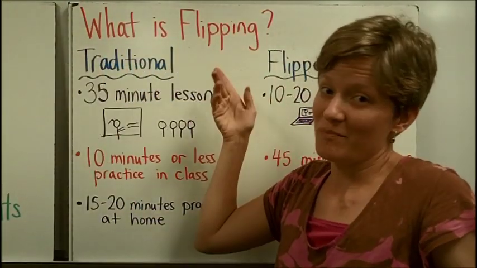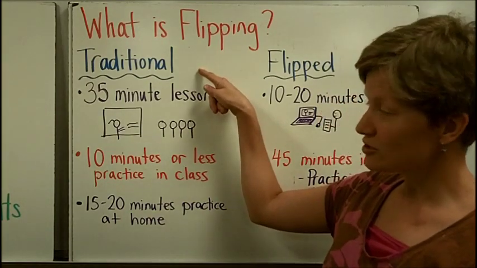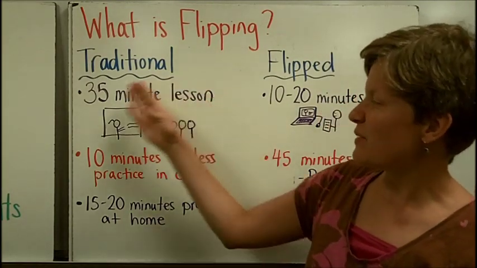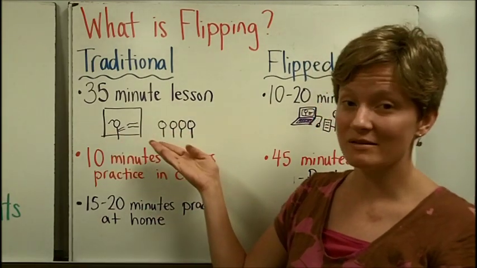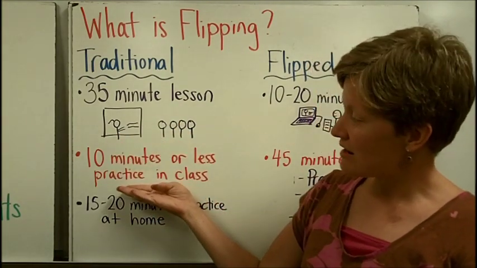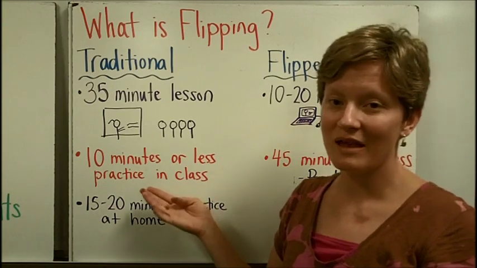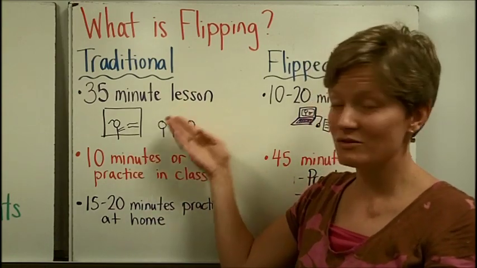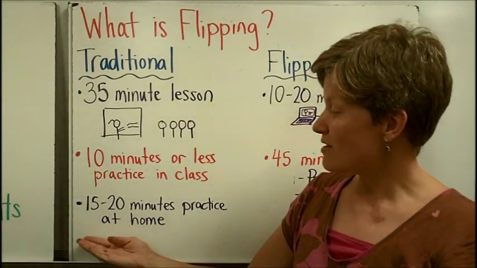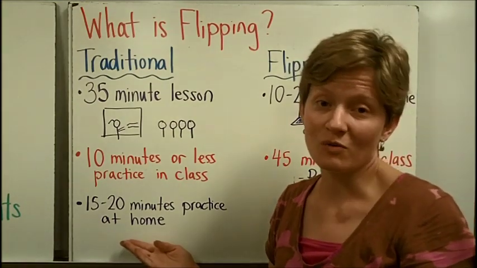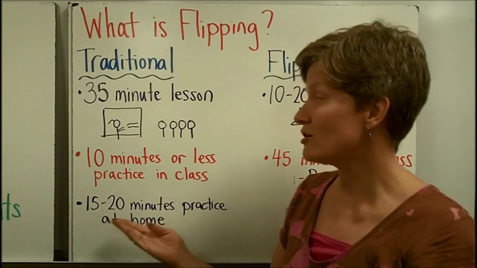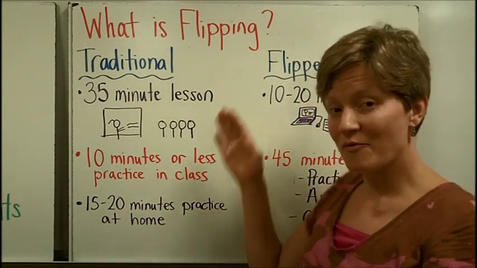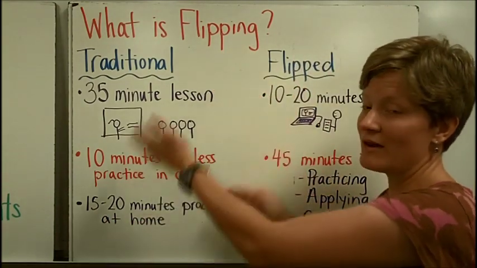So, what is flipping, you might ask? In a traditional classroom, the teacher might spend about 35 minutes on a whole group lesson where everybody is hearing the same information. Then she would spend about 10 minutes or less in class practicing what the students have just been taught. And then there might be 15 or 20 minutes of homework on what they've just learned. Well, in a flipped classroom, it takes these two and flips them.